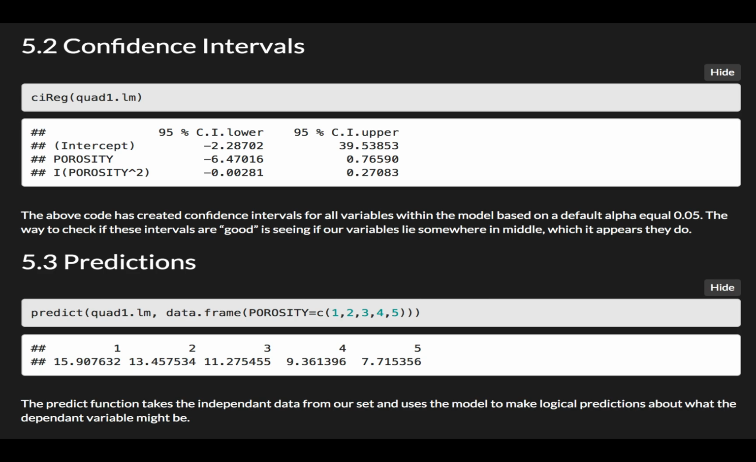We then went forward and made confidence intervals. The above code created confidence intervals for all variables within the model based on the default alpha equal to 0.05. The way to check if these intervals are good is seeing if our variables lie somewhere in the middle, which it appears they do. We then wanted to make logical predictions based on our quadratic model. The predict function takes the independent data from our set and uses our quadratic model to make logical predictions about what the dependent variable might be.